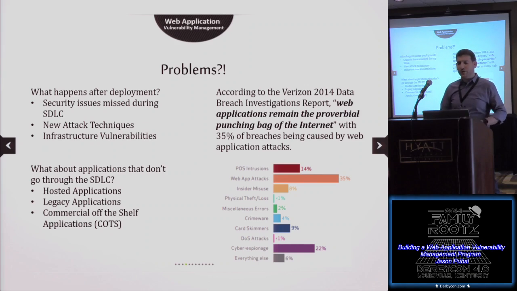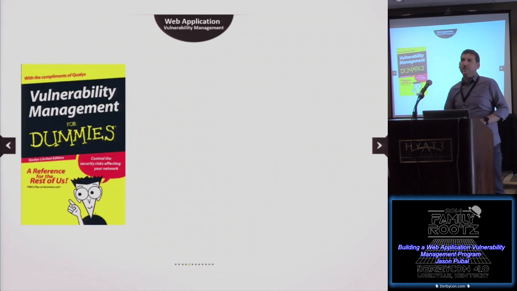The Verizon data breach report may be the most overquoted report in InfoSec. But they looked at 1,000 different incidents over the past year, and they boiled it down to 9 different attack categories. And web application attacks is number 1, right? It has 35% of all of those different incidents. It calls web apps the punching bag of the internet.